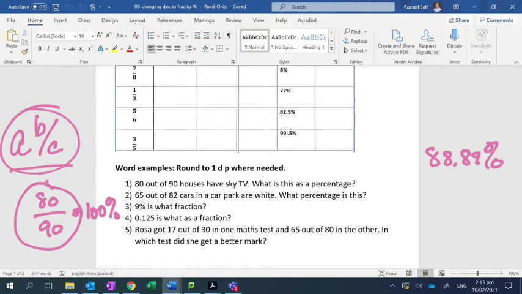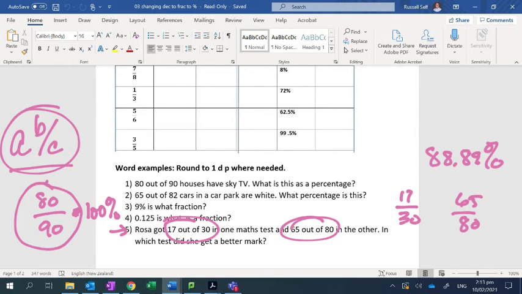I'm not going to do too many of these. So let's do number 5. Rosa got 17 out of 30 on her test and 65 out of 80 in the other. On which test should she get a better mark? I guarantee you will have to compare two amounts like this on the test. So that's 17 out of 30, which is 17 over 30, right? 65 out of 80. I want to compare those.